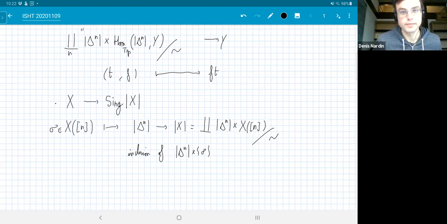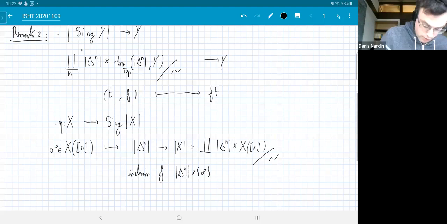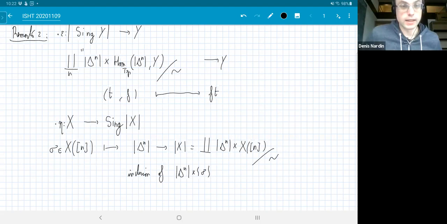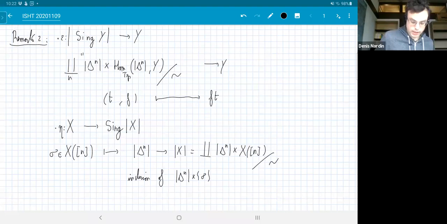And since these two maps are very important, let me give them names. I'm going to call them eta, this one, and epsilon, this one. Note that they are the unit and the counit, and since they are important, understanding them is going to be pretty much the main goal of today. I wanted to spell them out.